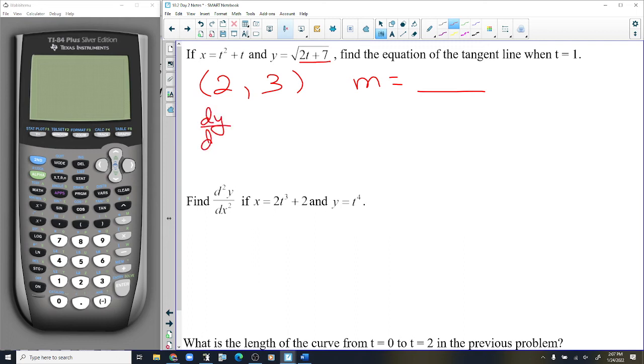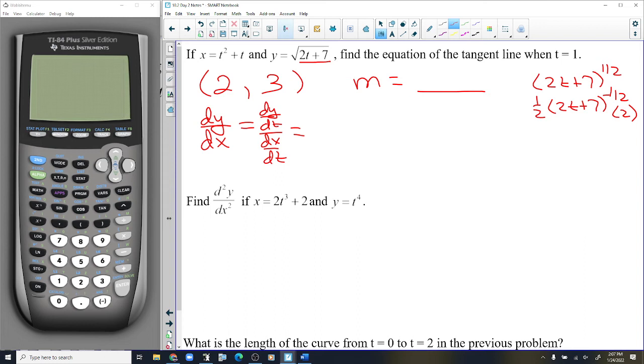We need dy/dx. That never changes. No matter what derivative we're taking, it's dy/dx that we're looking for. But this is dy/dt over dx/dt. So the derivative of y, (2t plus 7) to the 1/2, is 1/2 times (2t plus 7) to the negative 1/2, but then times 2, the derivative of the inside. So the 1/2 and the 2 cancel, and it's 1 over the square root of 2t plus 7.